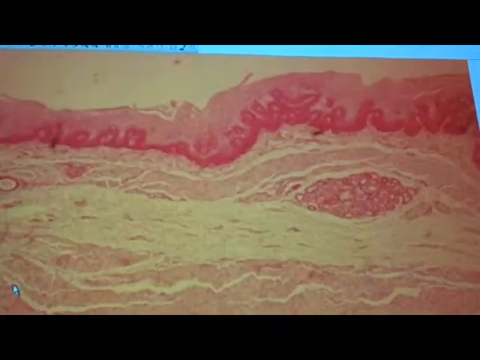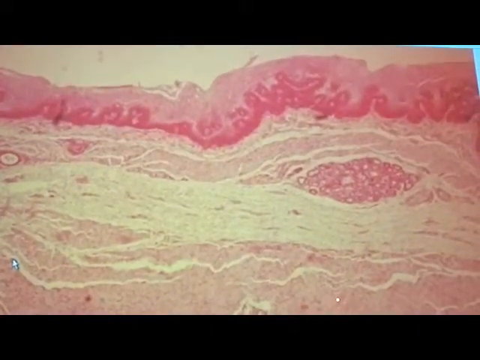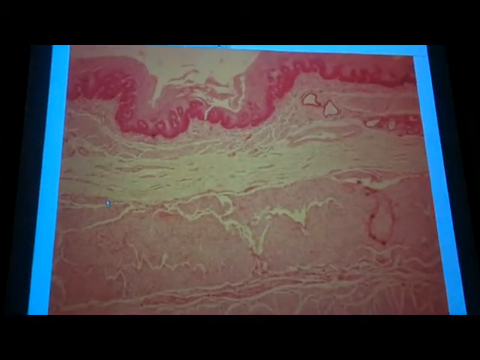That's pretty good. That's stratified squamous epithelium, lamina propria, muscularis mucosa. This is the submucosa. These are glands in the submucosa. That's the inner circular layer, outer longitudinal layer of muscularis externa. And that's all I would ask. I would also ask, what part of the GI tract is this? And you would say, esophagus.